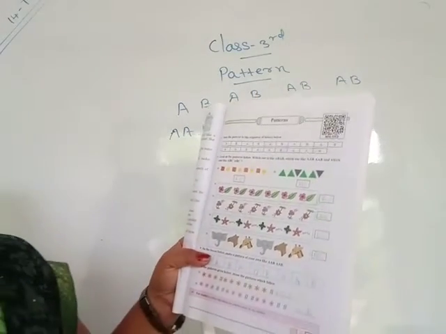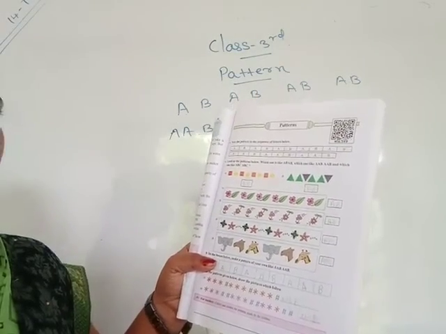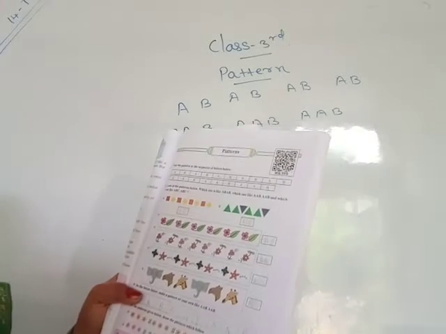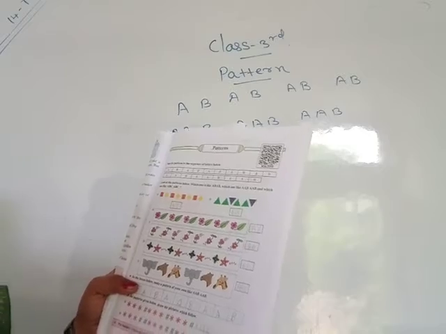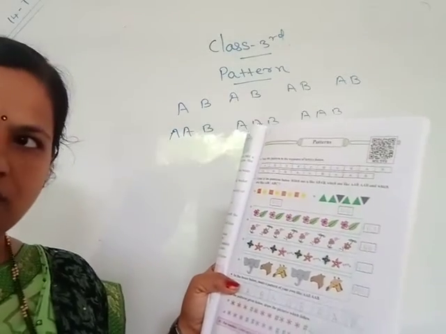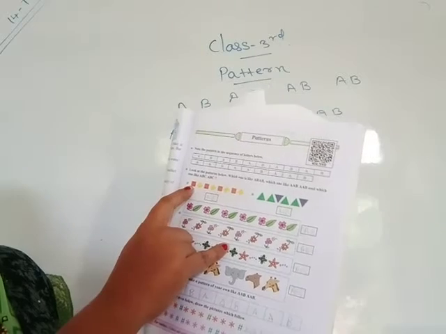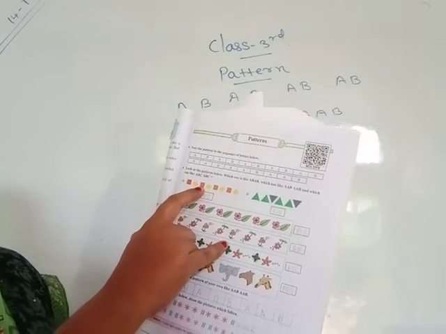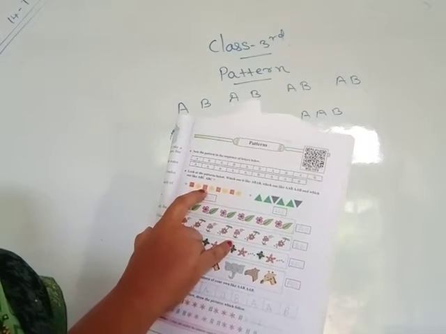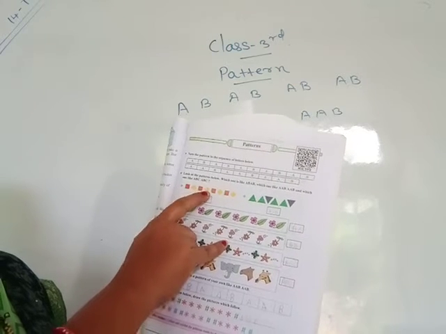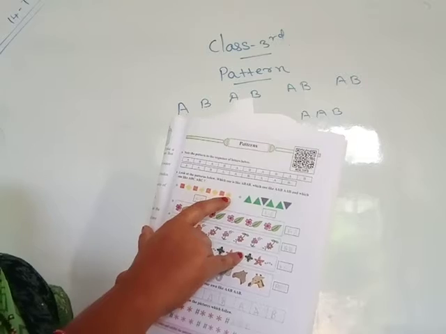Next one, look at the patterns below. Which one is like AB, AB, which one is like AAB and AAB, and which one is like ABC and ABC. Suppose you take letter A here, and B here. Again the same shape, this square. Here also this. It means you take the AB, AB, AB, AB pattern.